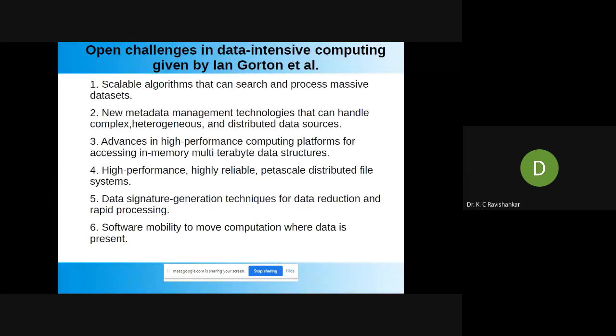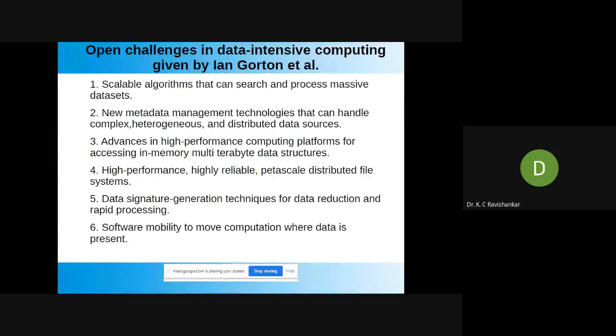High performance, highly reliable, petascale distributed file system. Again, you can't rely on only data structure. You need to have a file system also where you can handle petabyte data available in a distributed file system. High performance also, highly reliable also. Remember, it should be highly reliable as well as high performance as well as a distributed file system. This is the real challenge in data intensive computing.